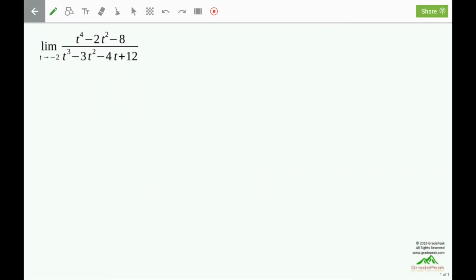Limit as t goes to -2 of t to the fourth minus 2t squared minus 8 over t cubed minus 3t squared minus 4t plus 12. The first thing we're going to do is try plugging a -2 in for each of the t's. In the numerator, that'll give us -2 to the fourth minus 2 times -2 squared minus 8. In the denominator, that will give us -2 cubed minus 3 times -2 squared minus 4 times -2 plus 12.